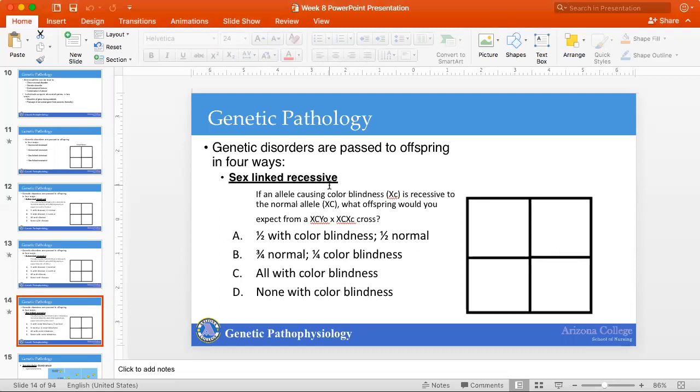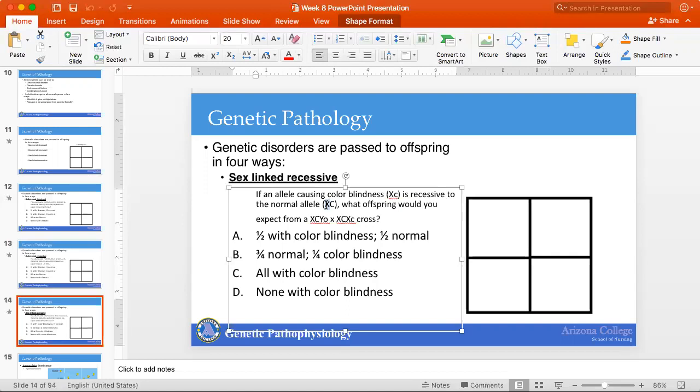Okay, now let's look at sex-linked recessive. If an allele causing color blindness is recessive to the normal allele, what offspring would you expect from this particular combination? So what it's showing here is that they're getting this dominant one from the X. This right here should actually be a C, not an O.